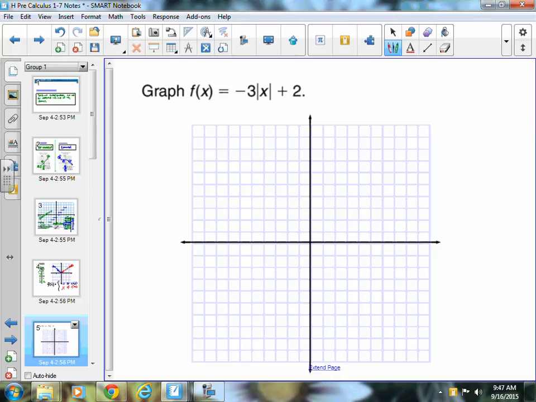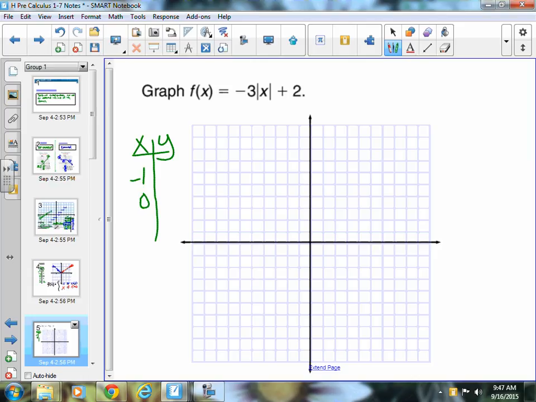So you're looking at 3 different things that happen to this graph. Let's see if you can figure out what those are. What does the negative sign out front do? Think about that. What does the 3 do? And what does the plus 2 do? If you know that, you can go ahead and just make a sketch. If you don't, then we can make an XY table.